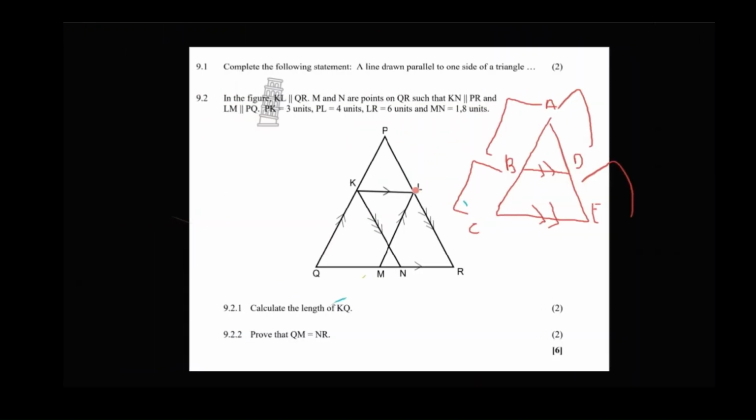Okay, let's look at 9.2. In the figure, we have KL that is parallel to QR. They told us that KL is parallel to QR, so we're just going to highlight that in the same color. And they tell us that KN is parallel to PR, so we're going to highlight that in the same color as well. Then they tell us that LM is parallel to PQ, so we're going to highlight that in the exact same color as well.